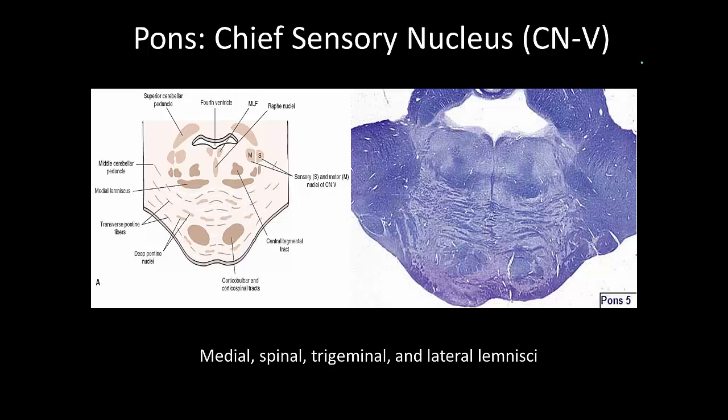Now finally, all of the lemnisci that we've talked about so far, the medial, spinal, trigeminal, and lateral lemnisci are all present here, and they have more of a horizontal layout, kind of at the junction of the basilar pons and the tegmentum. Now this horizontal layout of the lemnisci is actually going to change once we get up into the midbrain, and we'll see that in just a little bit. It's going to change in shape and become more C or L shaped, and it just has to do with the underlying characteristics of where those lemnisci are actually going to be projecting to.